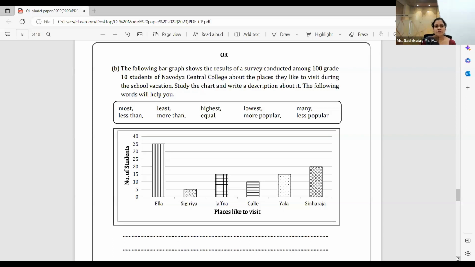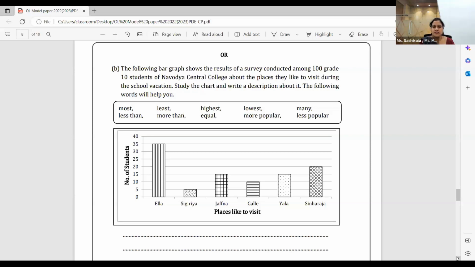First of all, before reading the words given in the box, let's have a look at the bar graph here. As you all very well remember, there are two axes in a bar graph: the vertical axis and the horizontal axis. In the horizontal axis, you can see some bars. Here there are 6 bars about the places the students like to visit. And in the vertical axis, you can see the number of students who like to go to these places.